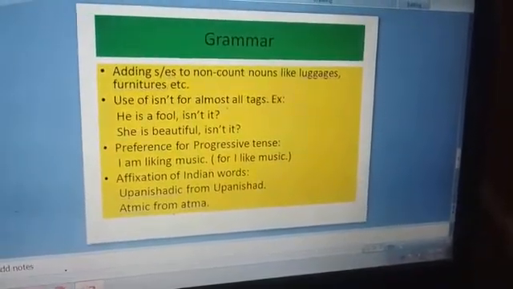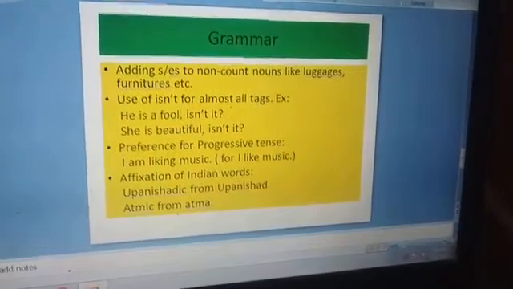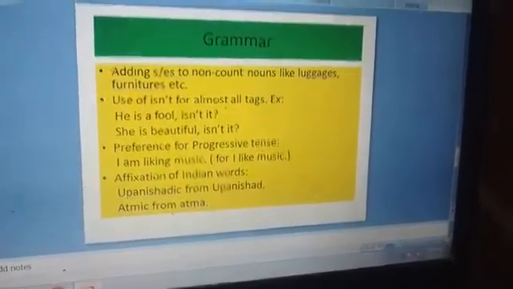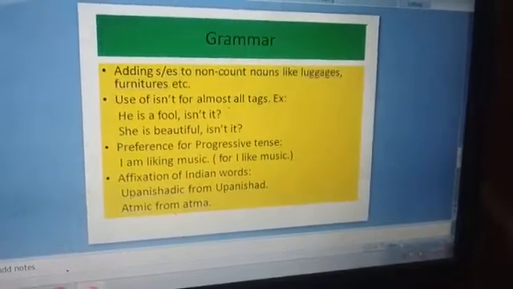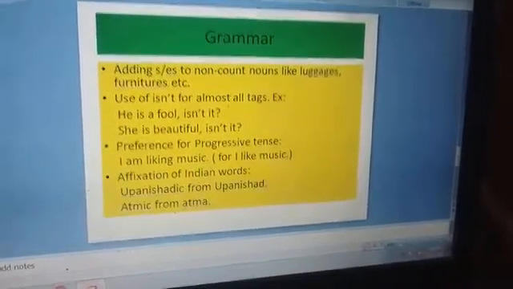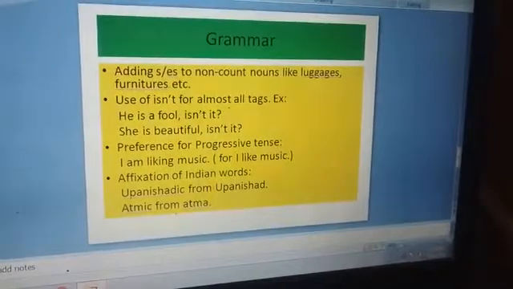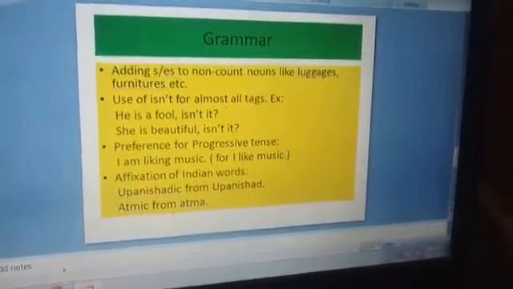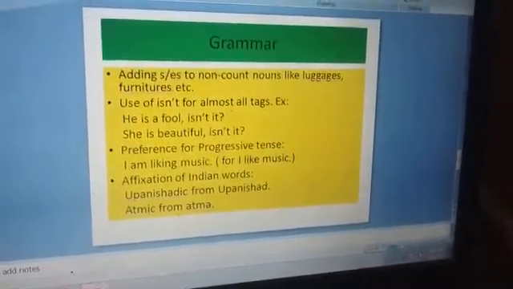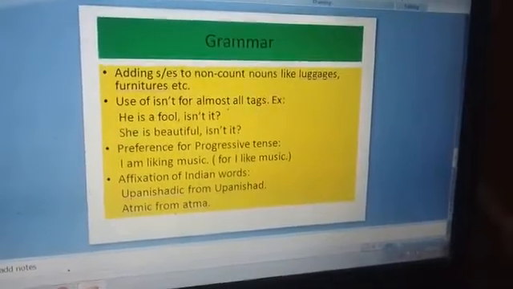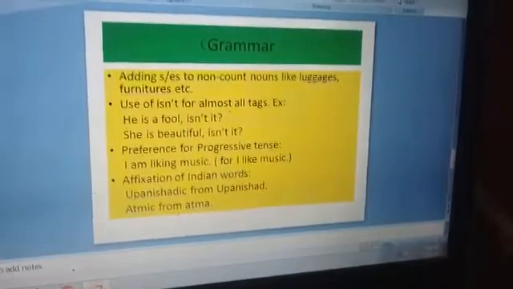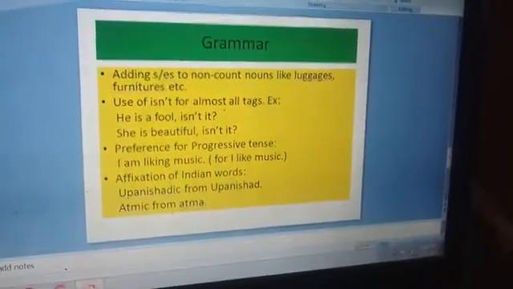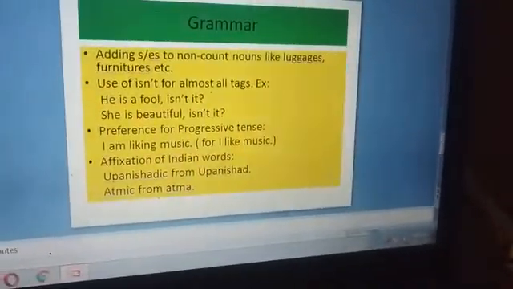For example, he is a fool, isn't it? She is beautiful, isn't it? Normally the tag should be he is a fool, isn't he? She is beautiful, isn't she? But in place of using he or she in the tag, we generally use it.